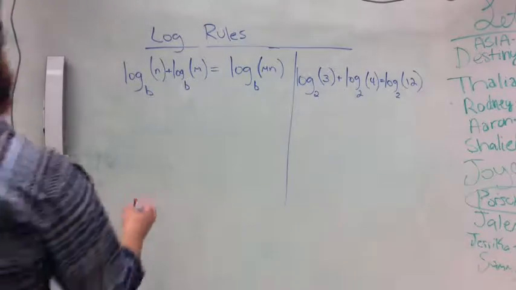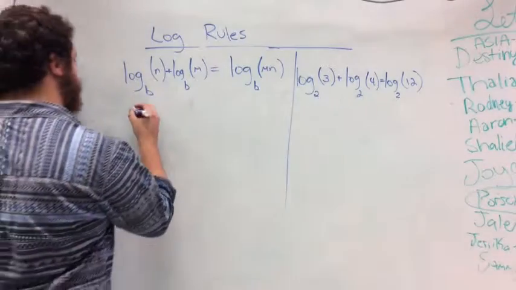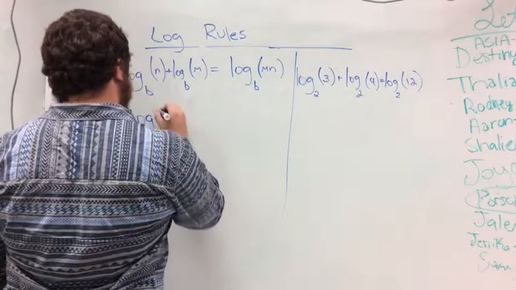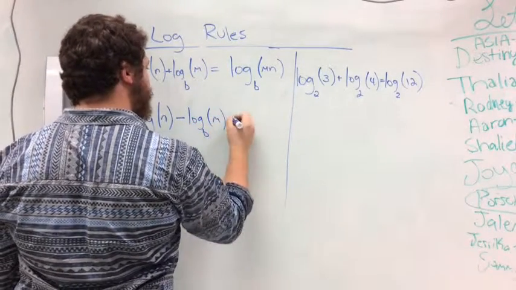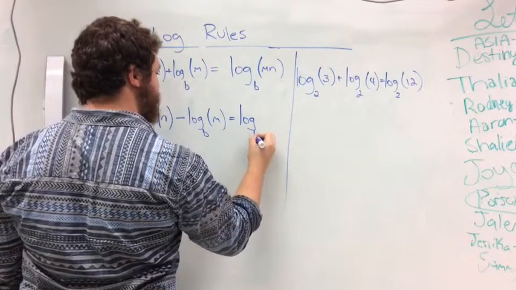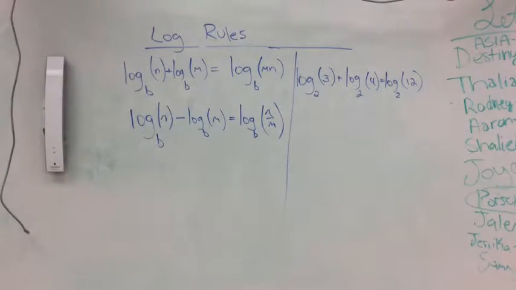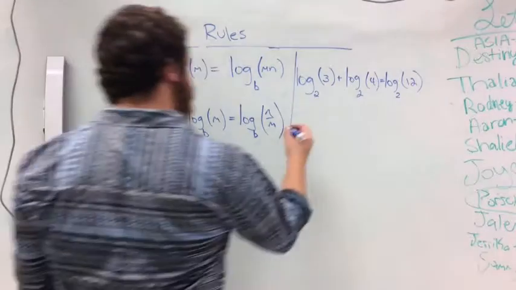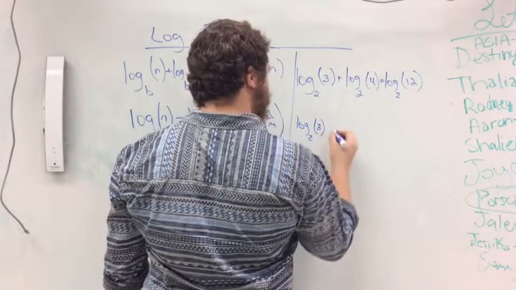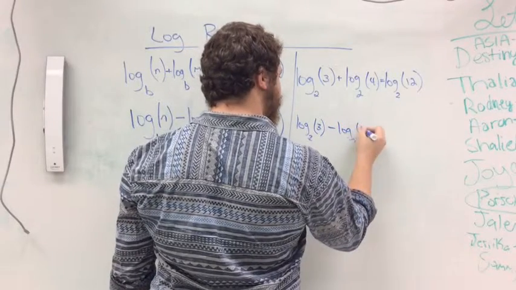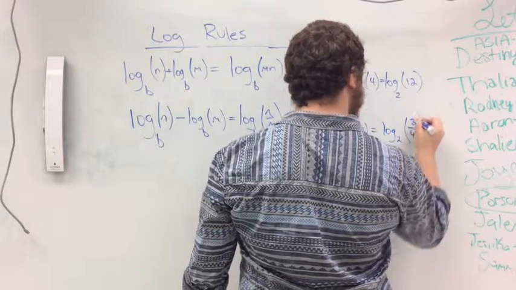Okay, how many minutes am I at? Oh, I gotta hurry. So that's my first log rule. Your second log rule is if you have the minus, we're subtracting. Log base b of n minus log base b of m is equal to log base b of n over m, the first one over the second one. So if I have, let's keep going with the 2 and the 3, log base 2 of 3 minus log base 2 of 4 equals log base 2 of 3/4.